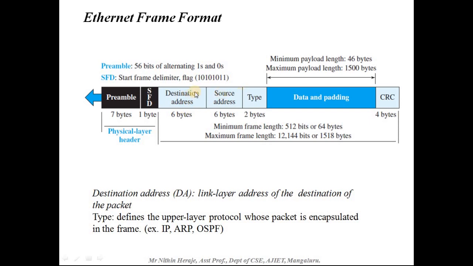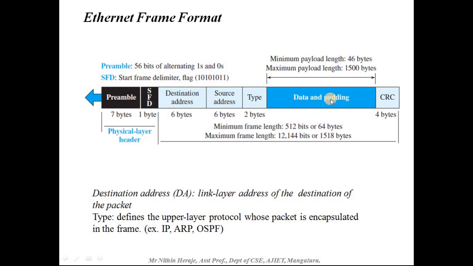And if you look at this, there is a destination address which is 6 bytes. Next is the source address, which is 6 bytes again. And this is the type, which is 2 bytes. The type defines the upper layer protocol whose packet is encapsulated in the frame. It might be either IP or ARP and so on. Next we have data.